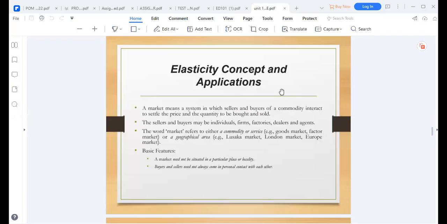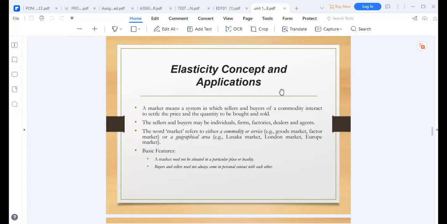Our session today, we'll look at elasticity. What is elasticity and how is it applied? So elasticity will be combined with some calculus so that you'll be able to do a question that contains a full package. So to start with, a market is simply a system where the buyers and the sellers interact.